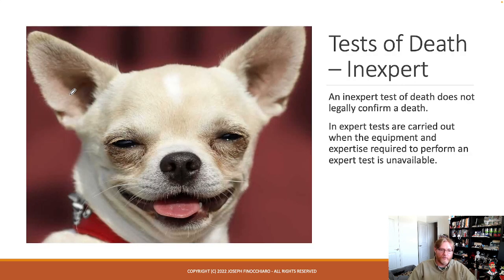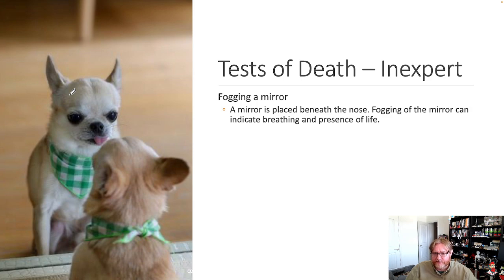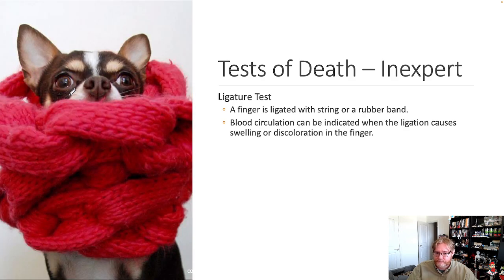And now we come to the ones that you may be called upon to do if you are a county coroner in a very rural area, which is an inexpert test of death. An inexpert test of death does not legally confirm a death. Inexpert tests are carried out when the equipment and expertise required to perform an expert test is unavailable. So the first is fogging a mirror. A mirror is placed between the nose and mouth. Fogging can indicate that there is respiration.